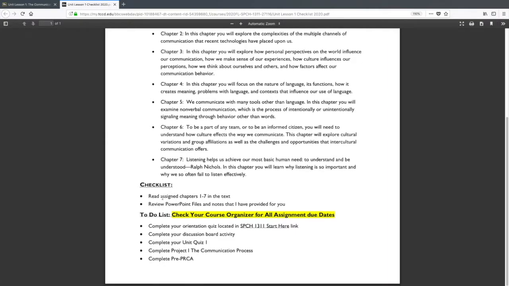So make sure you have completed the assignments for this unit lesson 1. And it says here, read assigned chapters 1 through 7 in the text, review your PowerPoint and notes that I have provided for you. And this is your to-do list. So unit lesson 1, make sure you have completed the orientation quiz located in Speech 1311 Start Here link. You've completed the first discussion board. You've completed unit quiz 1. You have completed project 1, the communication process, and you have completed pre-RCA, the survey.